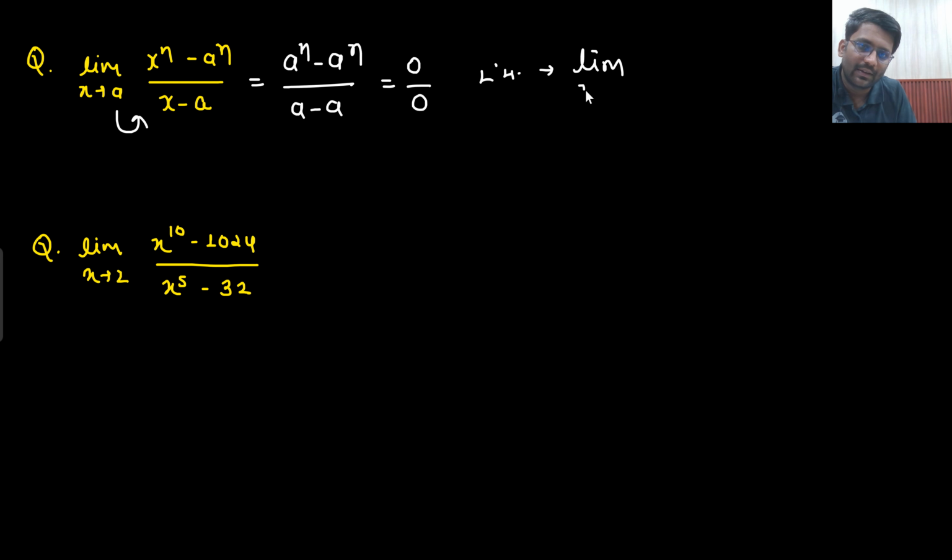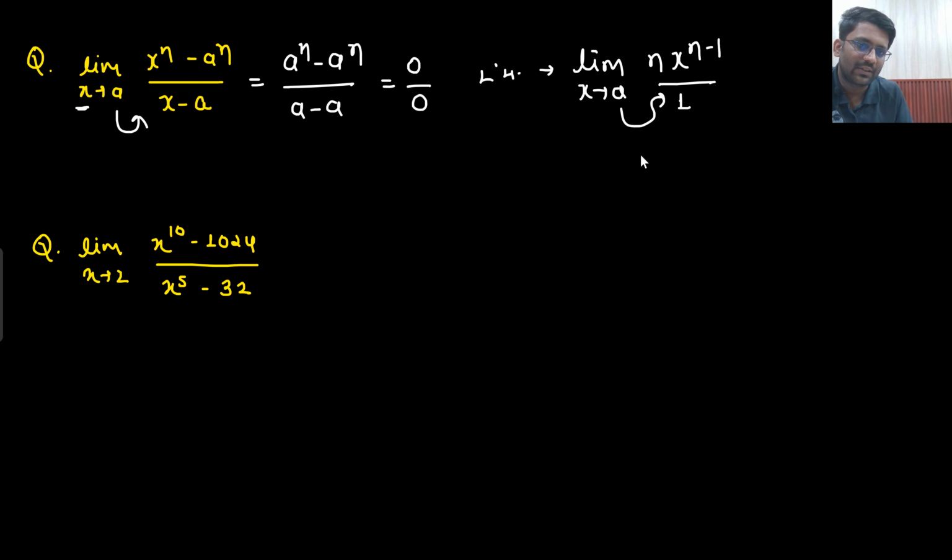What I will be getting, sir, simply differentiate upper side. What I get, n x to the power n minus 1. Differentiation with respect to x I am doing. These are constant. Whose limit you are putting? You are putting the limit of x, no? So you will do the differentiation with respect to x only. So n x to the power n minus 1 divided by 1.